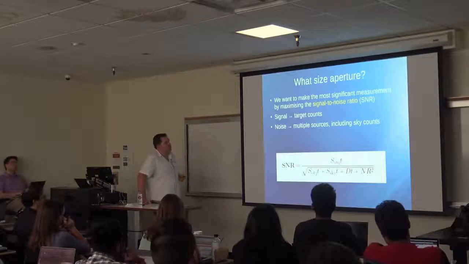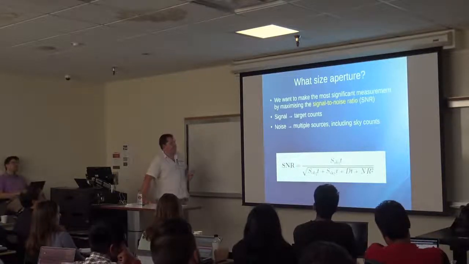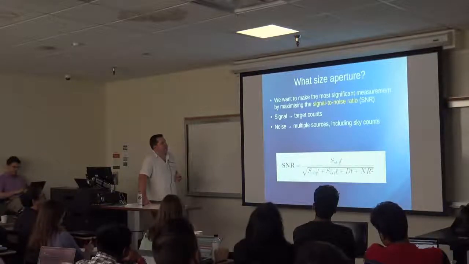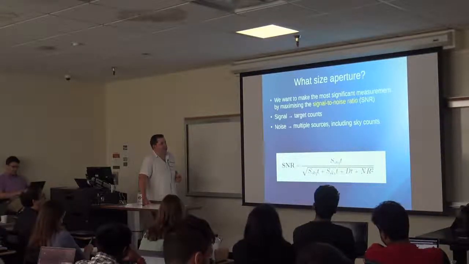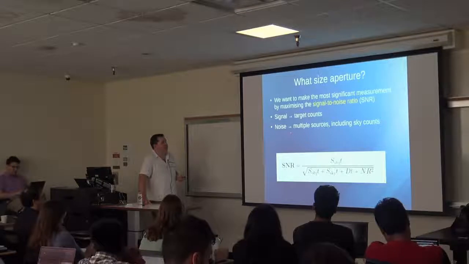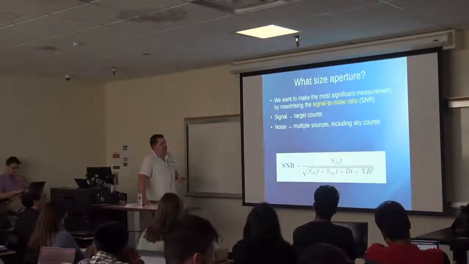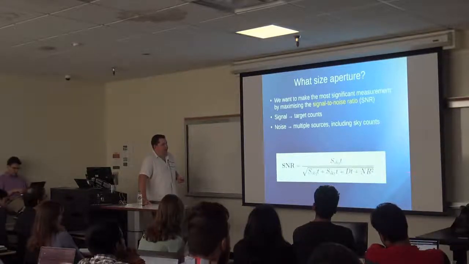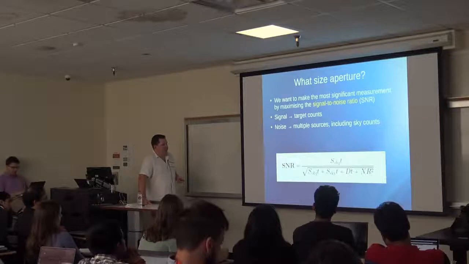What size aperture do you want to use? Well, when making any measurement, we're looking to maximize the signal-to-noise ratio. The signal is the count you're getting from your target, and the noise comes from multiple sources. There's an equation here which we won't discuss. This is the CCD equation for photometry. So we have a signal term here, and then these are the noise terms that come from various sources.